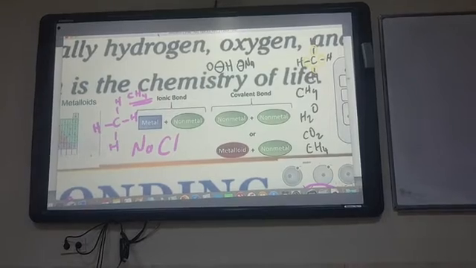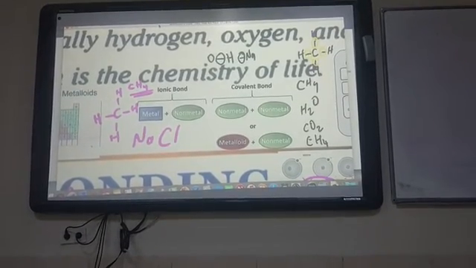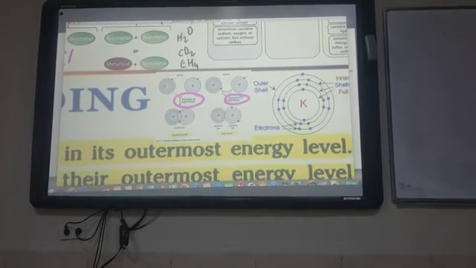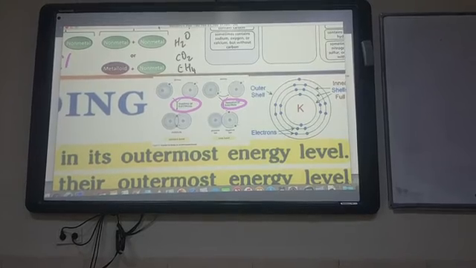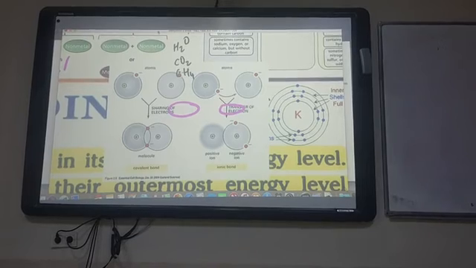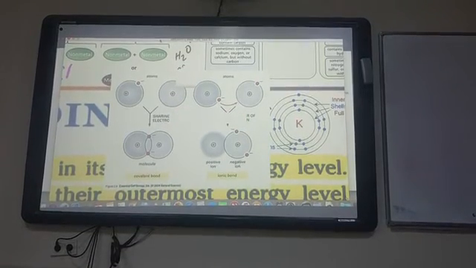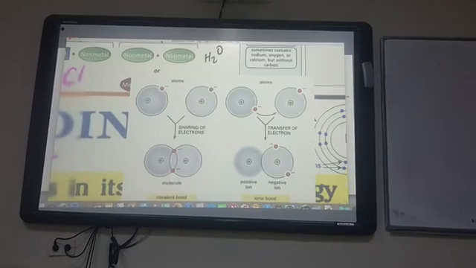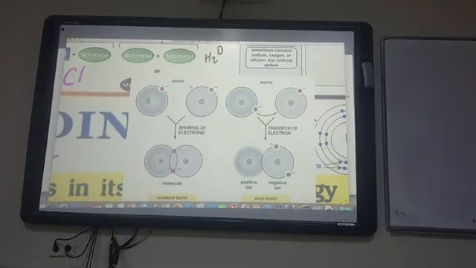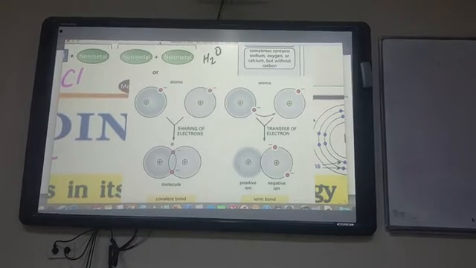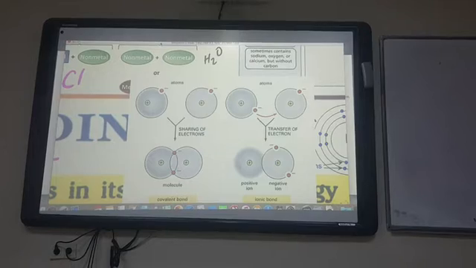This is also important. Ionic bond, there are two ways to, especially this way. Sharing of electron, this way is important. If two reactants, two atoms, share their electrons and there is a bond, this is a covalent bond, okay?